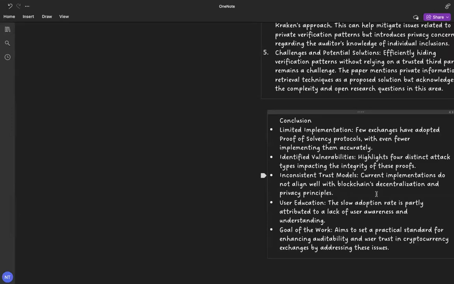And just like any other paper, they end by proposing more research into many of these schemes and, in general, trying to produce a standard for cryptographic auditability of exchanges in cryptocurrency. So with that, I stop here and I'll take any questions you have.